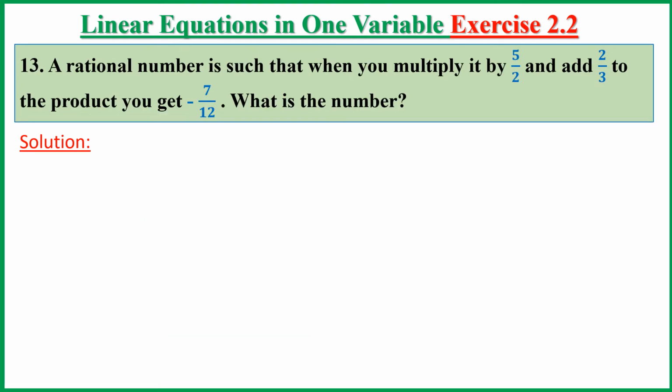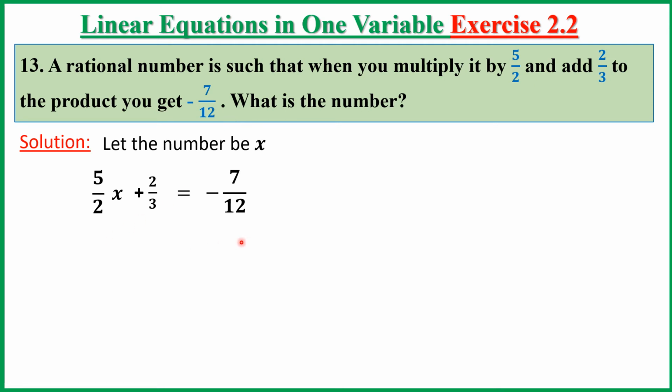Question number 13. A rational number is such that when you multiply it by 5 by 2 and add 2 by 3 to the product, you get minus 7 by 12. What is the number? So here our unknown number is that number. Okay, so let the number be x. And next step is what they have given. A rational number is such that when you multiply it by 5 by 2, that is when we multiply x by 5 by 2, so x into 5 by 2, and add 2 by 3 to the product. So you have to add 2 by 3 to this product. So plus 2 by 3, you get minus 7 by 12, which is equal to minus 7 by 12.